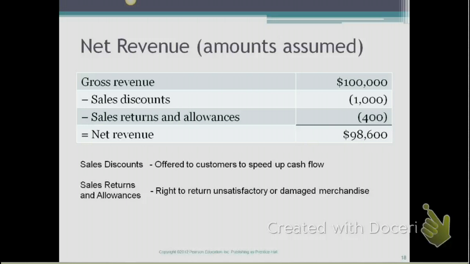These numbers that you see here are assumed numbers. So let's say you had gross revenues of $100,000 and you offered sales discounts of $1,000. You had $400 worth of returns. Your net revenue would be shown as $98,600. If there are no discounts or sales returns and allowances, your gross revenue is equal to your net revenue.